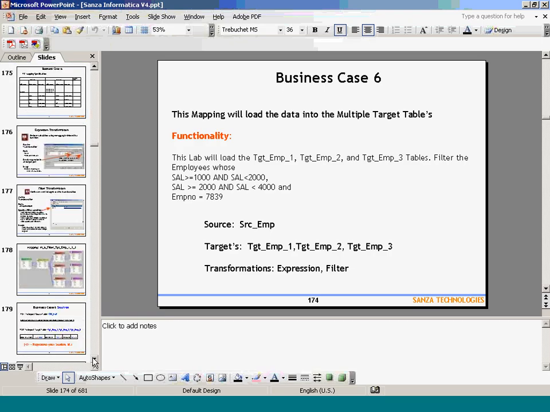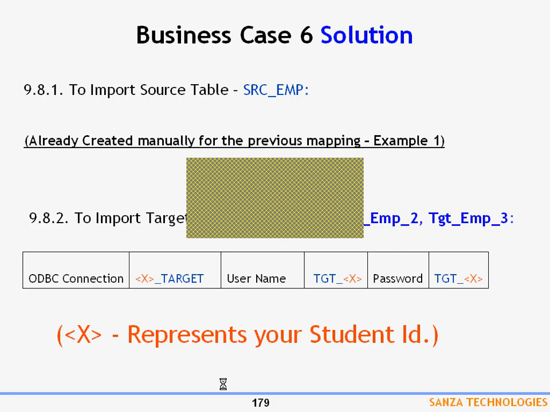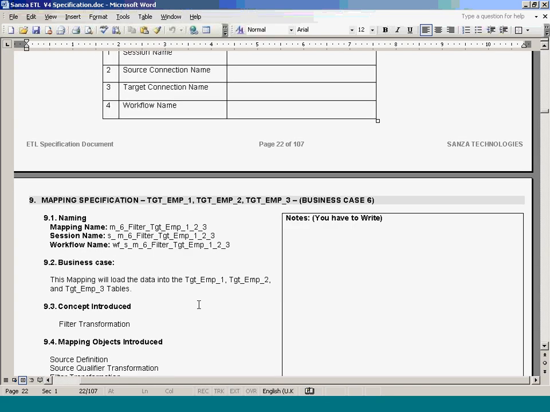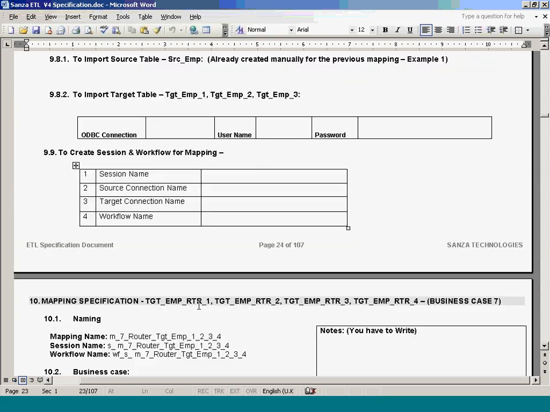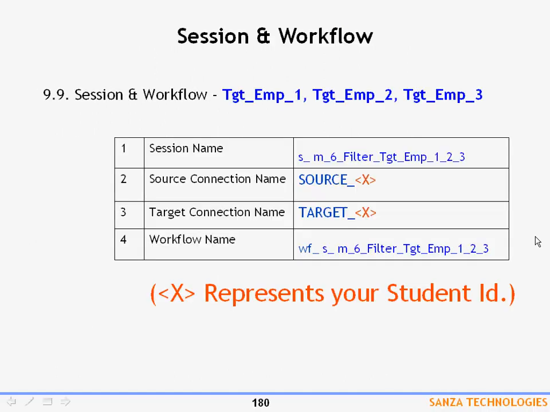Please open your sheets and write it down. It is on page number 24. So please write this down. After you're done, please let me know. Please write the session properties for this also. Then I'll explain how it internally works.